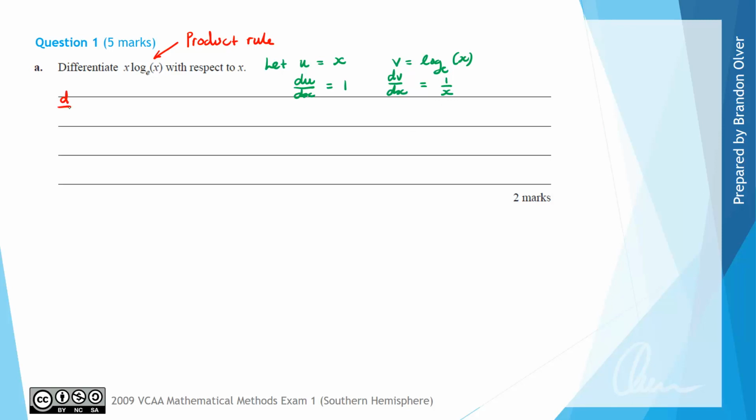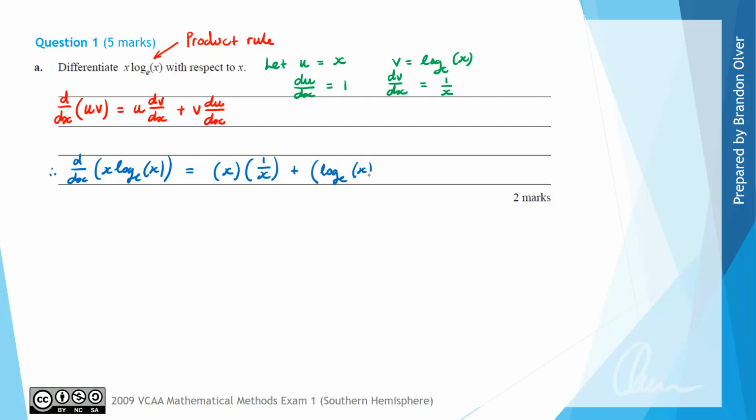From the formula sheet, we know that the derivative d dx of a function u times v is equal to u times dv dx plus v times du dx. Therefore, for this question, the derivative d dx of the function x log e of x is equal to the function u, which is x, times the function dv dx, plus the function v, which is log e of x, times du dx, which is simply 1. If we simplify this, x times 1 over x is simply equal to 1, and then log e of x times 1 is simply log e of x. So that is the answer for part A of this question.